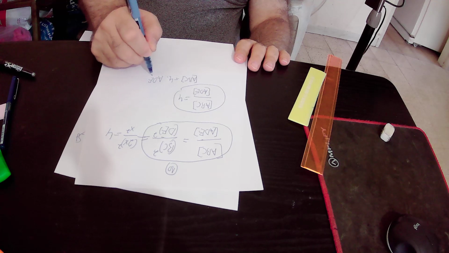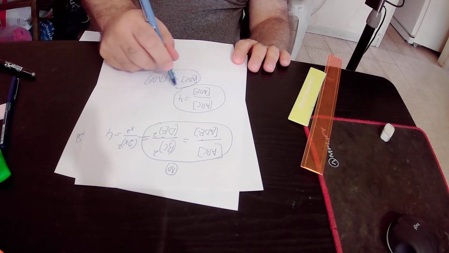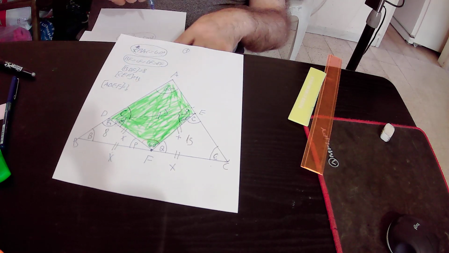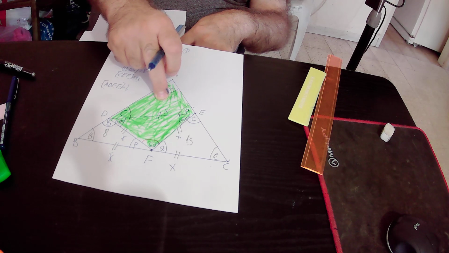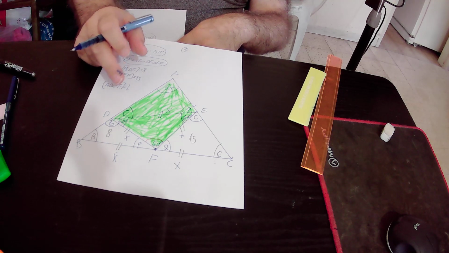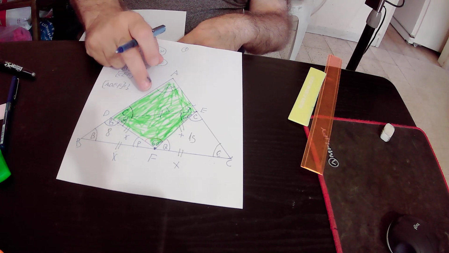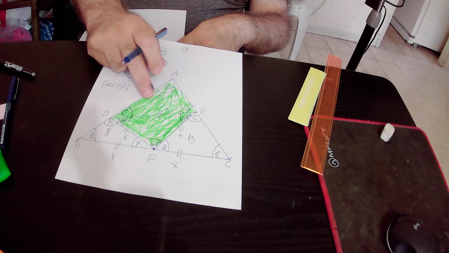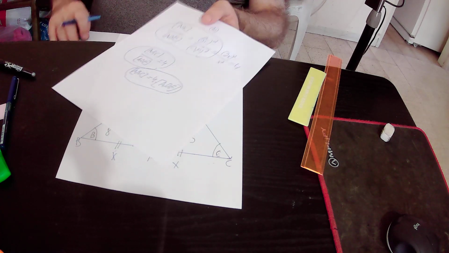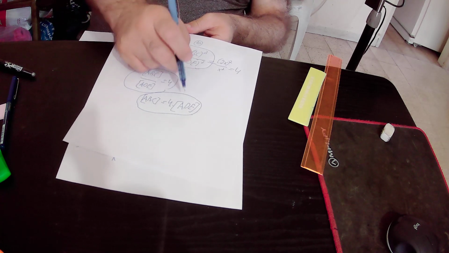Actually, the area of triangle ADE, the green triangle, is a quarter of triangle ABC, or the area of triangle ABC is 4 times bigger than the area of triangle ADE. So the area of triangle ABC equals 4 times the area of triangle ADE.